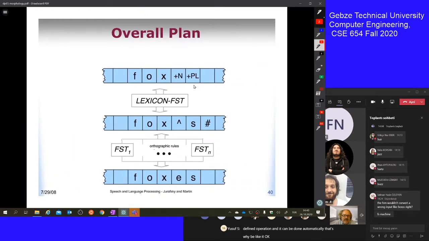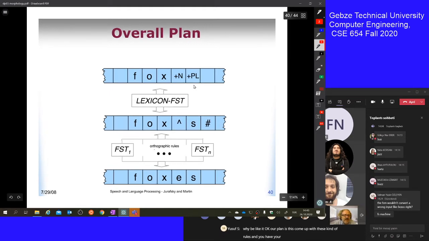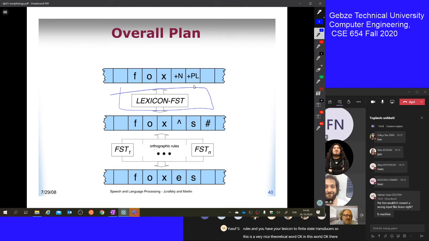Okay, our plan is this: come up with these kinds of rules and you have your lexicon finite state transducer. So this is a very nice theoretical world. Okay, in this world, there are no exceptions. In this world there are no irregular verbs, there is no irregular plural singular stuff. Everything is covered with these orthographic rules. In this world, all you do is, if you have this, and if this is a noun, then you do this.